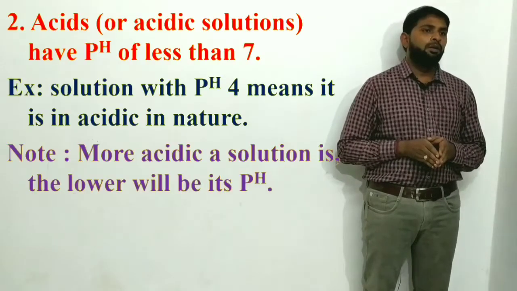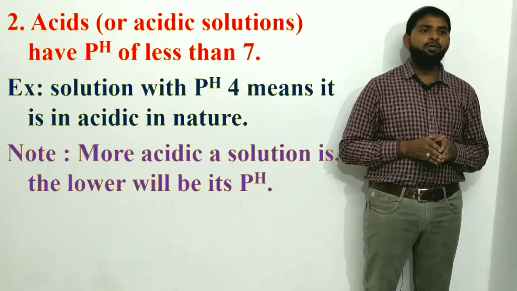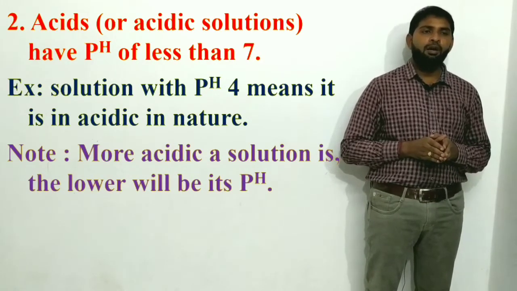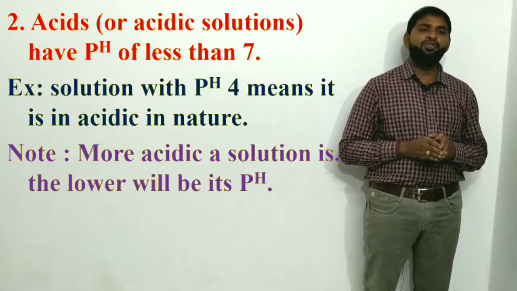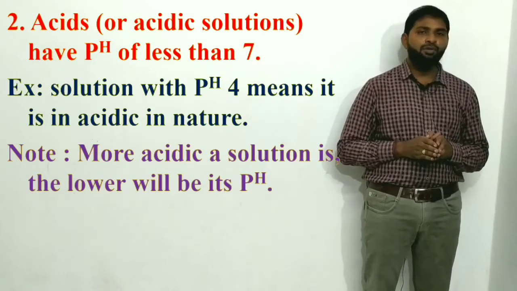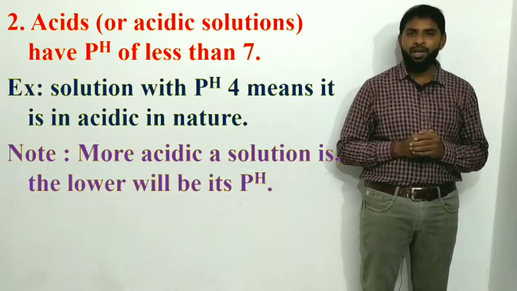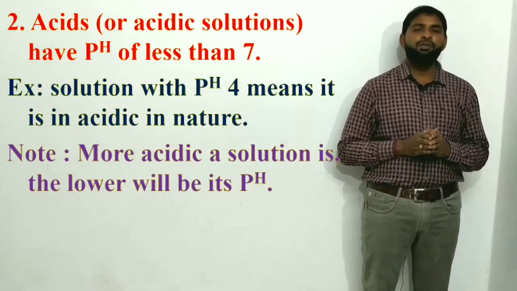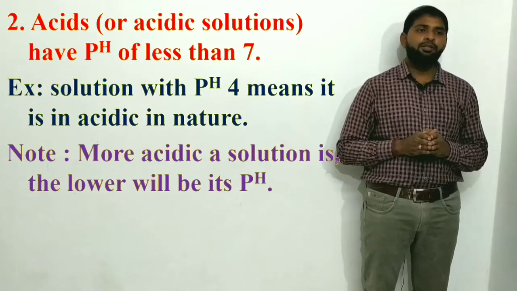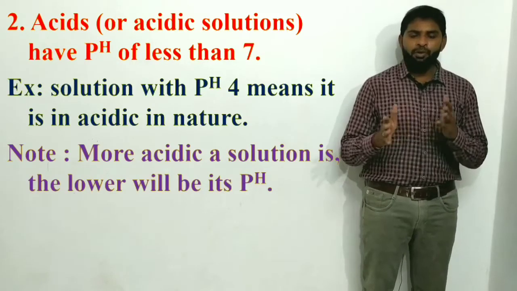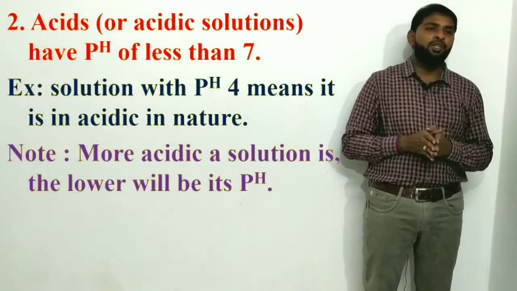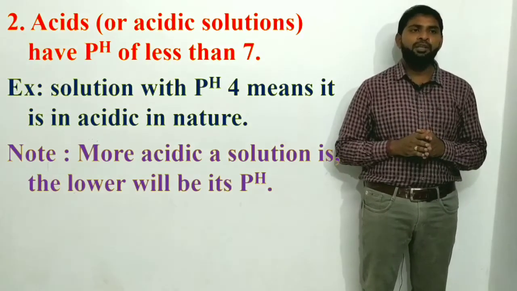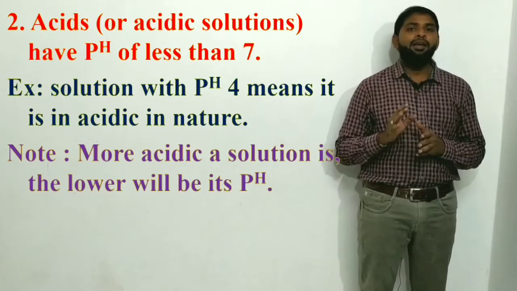Number 2. Acids. Acids or acidic solutions have pH of less than 7. For example, the solution with pH 4 is acidic in nature. If any solution exhibits the pH value 4, the 4 is less than 7, that's why it is acidic in nature.